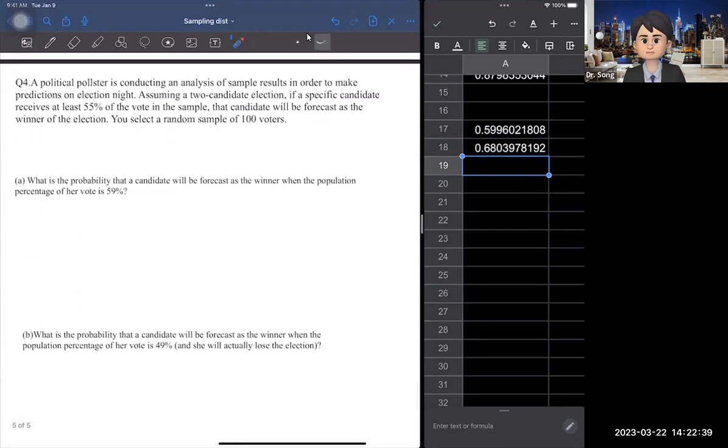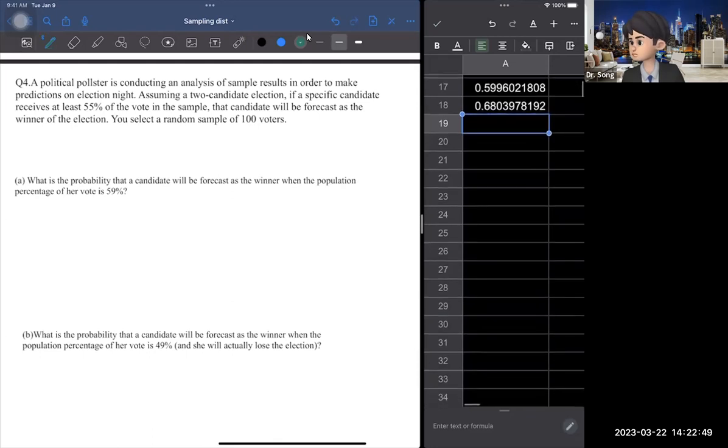Question number 4. A political pollster is conducting an analysis of the sample result in order to make predictions on election night. Assuming a two-candidate election, you can think that that's Biden and Trump. If a specific candidate received at least 55% of the vote in the sample, the candidate will be forecast as a winner of the election. You will select a sample of 100 voters.